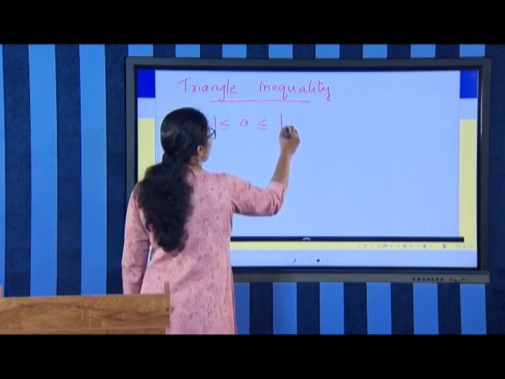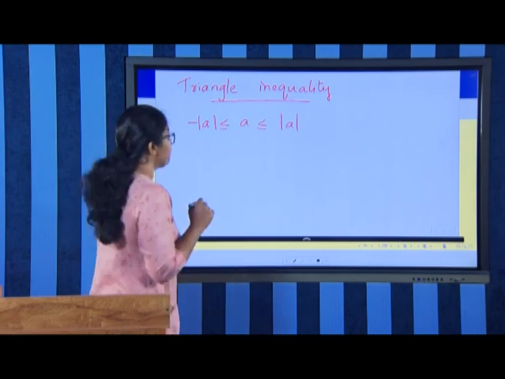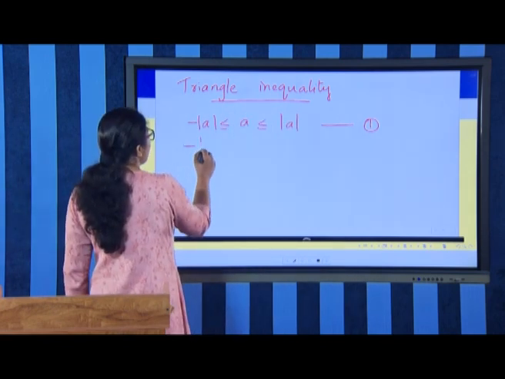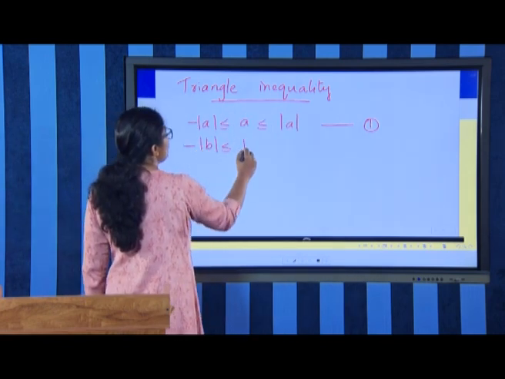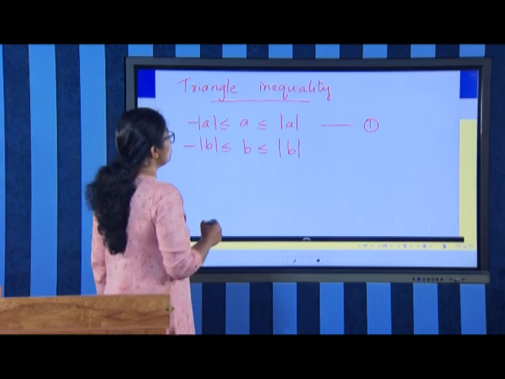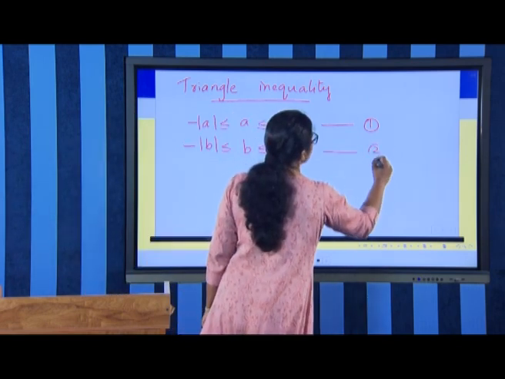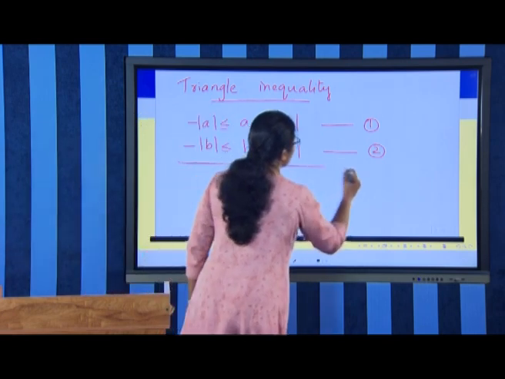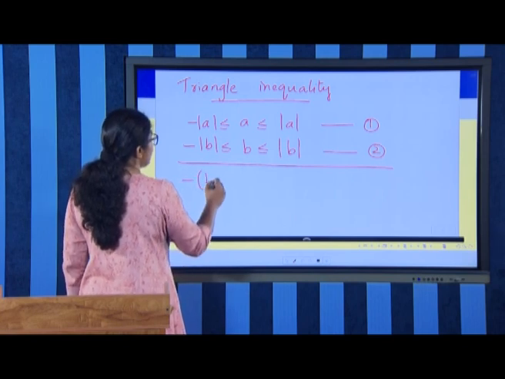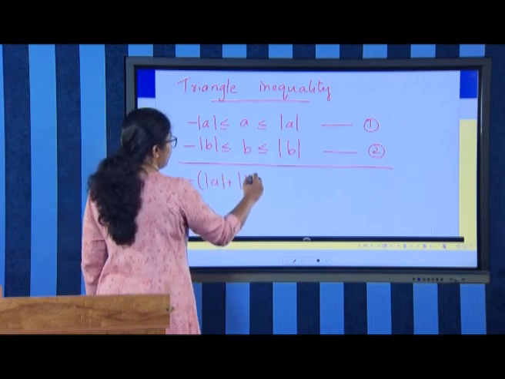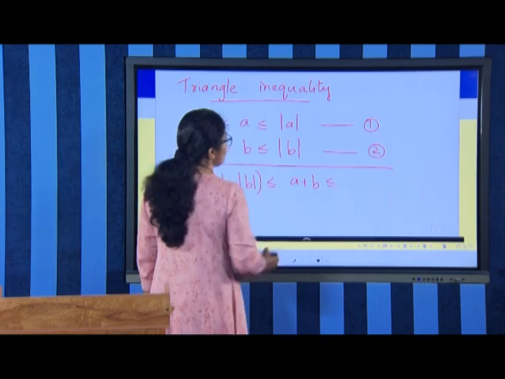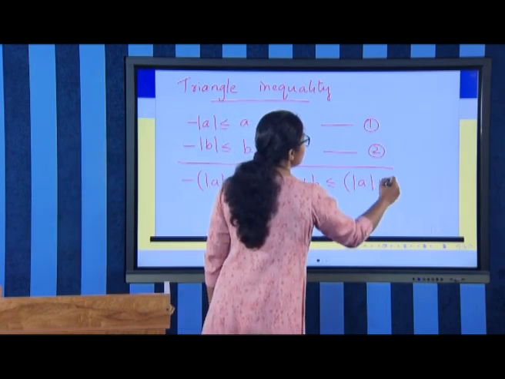By the previous theorem, the last condition was negative of mod a less than or equal to a is less than or equal to modulus of a for some real number a. You can name this as inequality number 1. Similarly, an equivalent result holds for the real number b as well. So, negative mod b is less than or equal to b less than or equal to mod b. You can name it as inequality number 2. So, you add both these inequalities. So, you have on the left side negative of mod a plus mod b is less than or equal to a plus b less than or equal to mod a plus mod b.